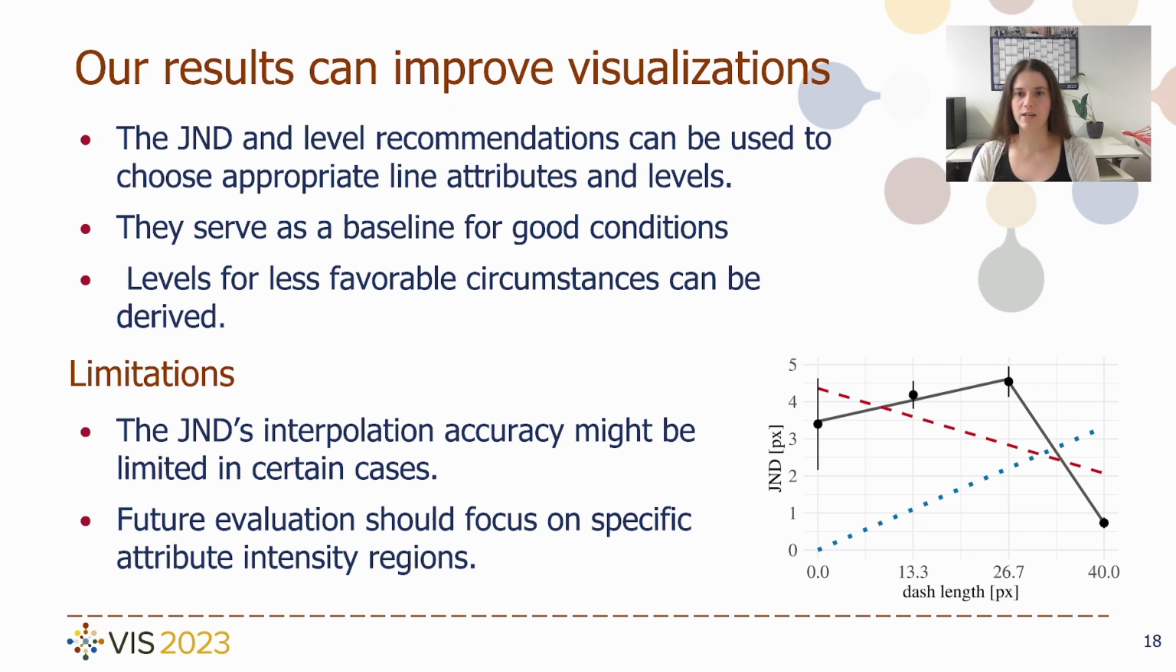Furthermore, we evaluated the J&D at 4 levels for each line attribute. Therefore, the interpolation accuracy is limited in some cases. This is especially true for the asynchronous dashing. As you can see in the picture, there seems to be a maximum around the dash length of 26.7 pixel. However, we do not know the exact location of this maximum. The interpolated J&D values around this point are therefore probably not very accurate. Future evaluations should focus on interesting areas like these. The interpolation for the other line attributes should be better. They all seem to be growing monotonously.